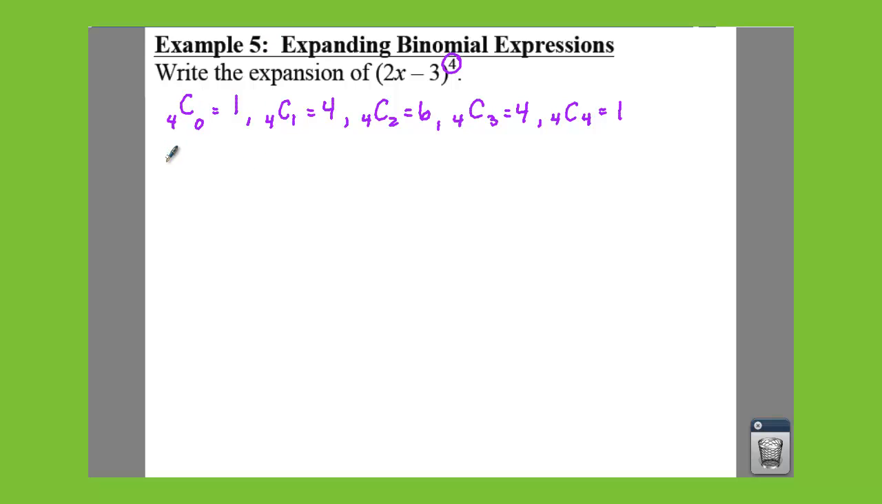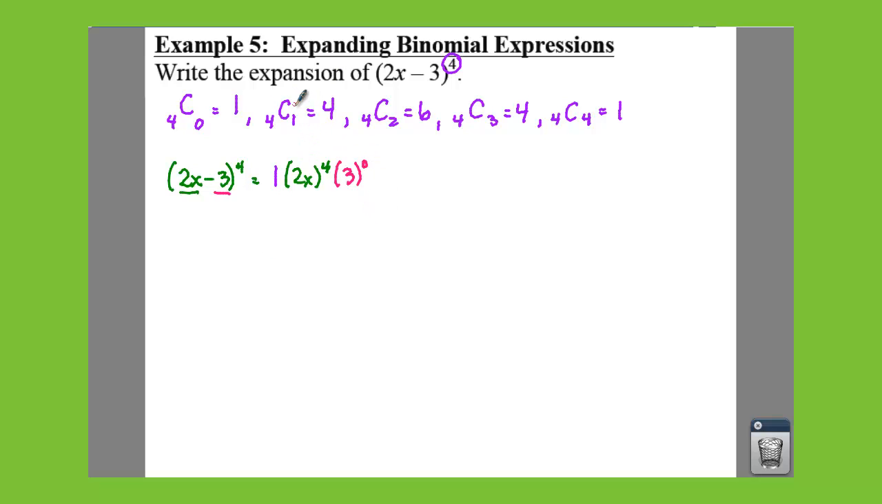Sure, that sounds good. Alright, so let's go through our expanding. Ooh, we have a 2x minus 3. I think we're going to have some larger numbers. So we're going to take our 1, bring it down. 1 times, now you're going to take a 2x, and that's going to be 2x to the 4th. Awesome. But then you're going to have this 3, and that's going to be 3 to the 0.